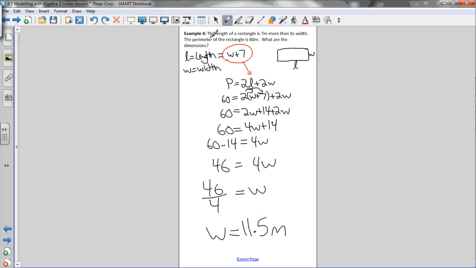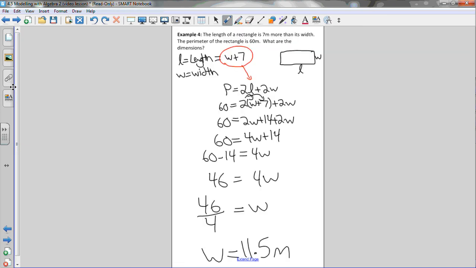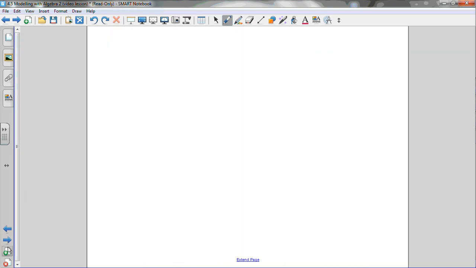But let's not forget the question asks us to figure out both dimensions, the length and the width. I know width is 11.5. I can determine the length based on this property here. It tells me that the length is equal to the width plus 7. The length is 7 more than the width. So all I have to do is add 7 to this to figure out what the length of the rectangle is. So I'll go ahead and do that.